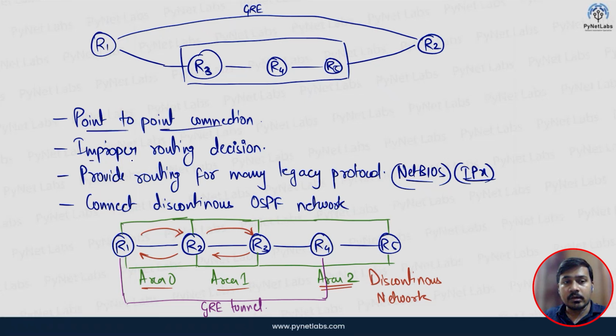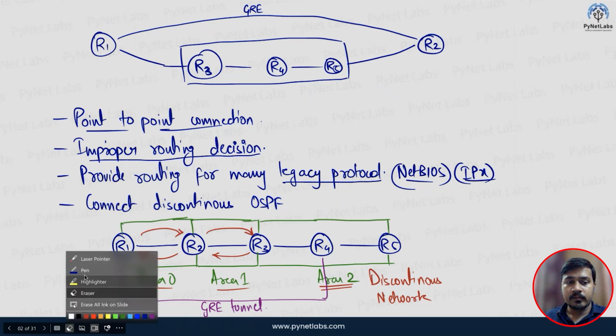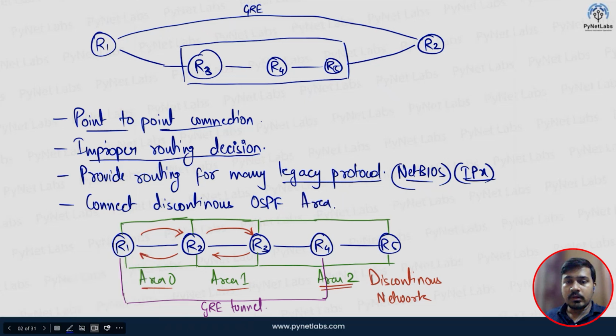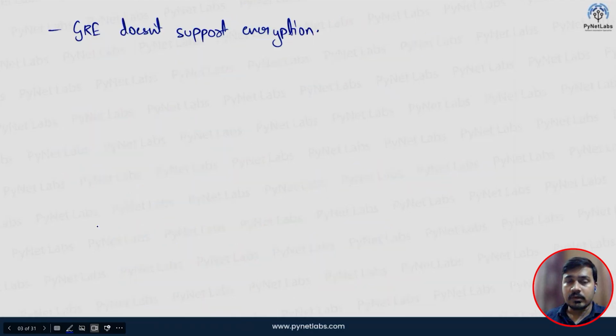With this, you can hide your routing decision, your routing infrastructure. Okay, and say if you are using any older legacy protocol, you can still communicate using that legacy protocol. You don't have to change your hardware. You don't have to remove that particular protocol. You can still make it functional with the help of GRE. And as I just demonstrated, if you have any discontinuous OSPF area, you can also configure a GRE tunnel to connect your discontinuous areas with area 0. Okay, that is something we did discuss.